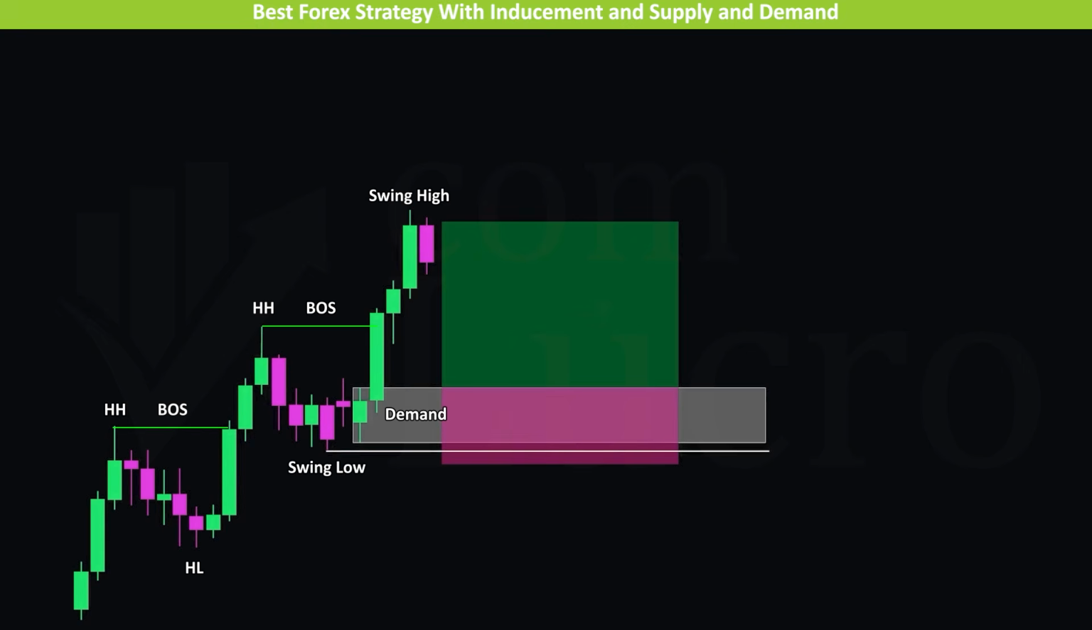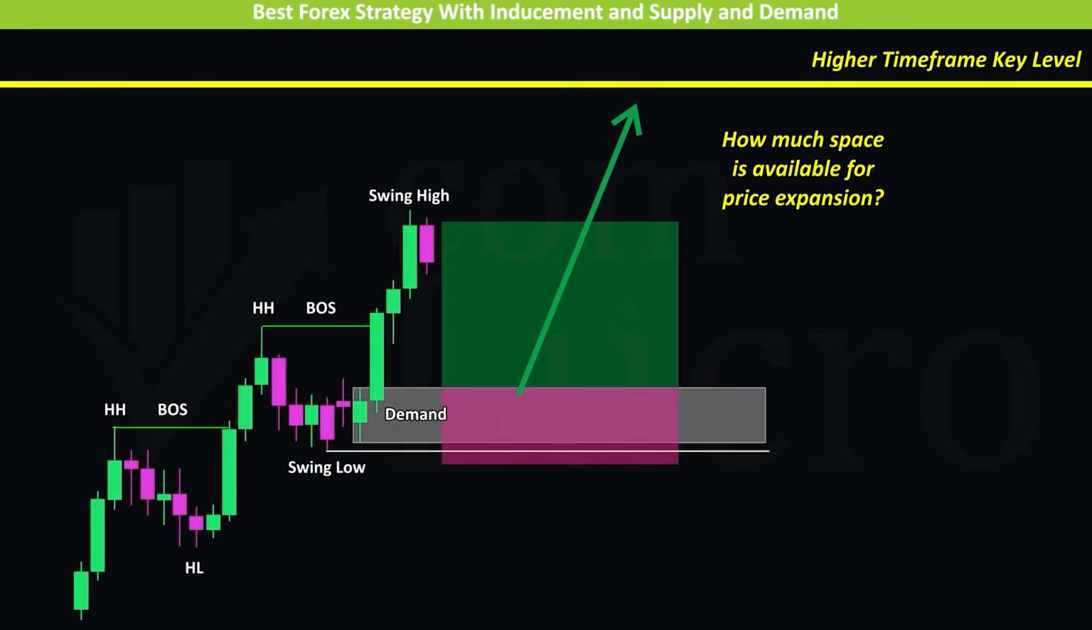But before finalizing the trade, pause and evaluate one critical factor. How much room does price actually have before reaching the next key level on the higher time frame? For example, in this scenario, imagine we zoom out to a higher time frame and notice that price still has significant space before reaching the next major level. In that case, entering the trade makes logical sense because there is room for price to move.